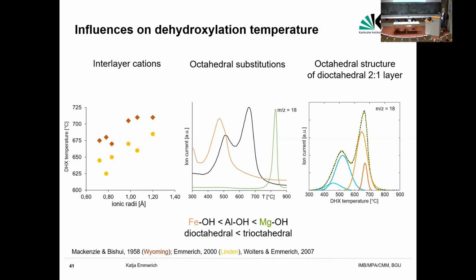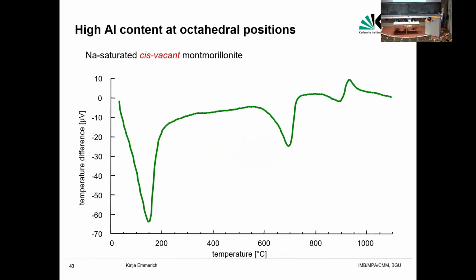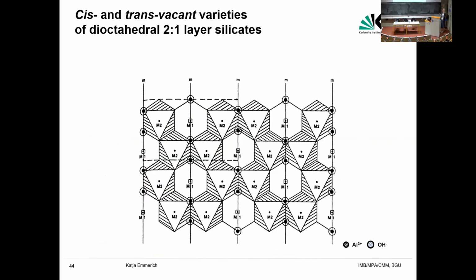And then we also have an influence of the octahedral structure in dioctahedral 2-to-1 layer silicates, because in the dioctahedral minerals only 2 out of 3 positions are occupied, and they have a different bond to the hydroxide groups. I will show you later. First, the influence of iron. This is a nontronite, and here you see the dehydroxylation temperature is much lower than we saw for the montmorillonite on the earlier slides. Aluminum will then increase the dehydroxylation temperature.